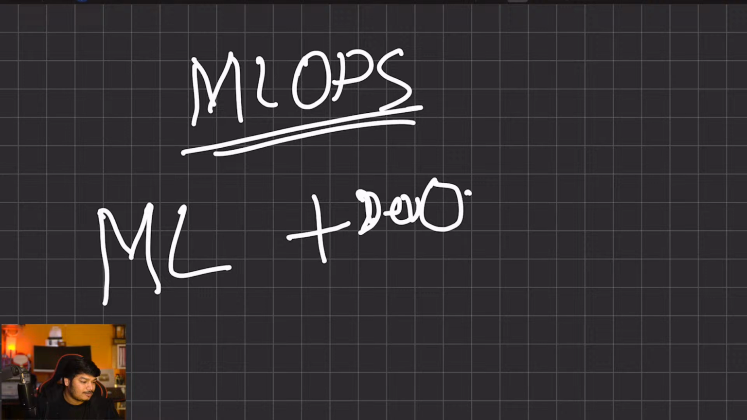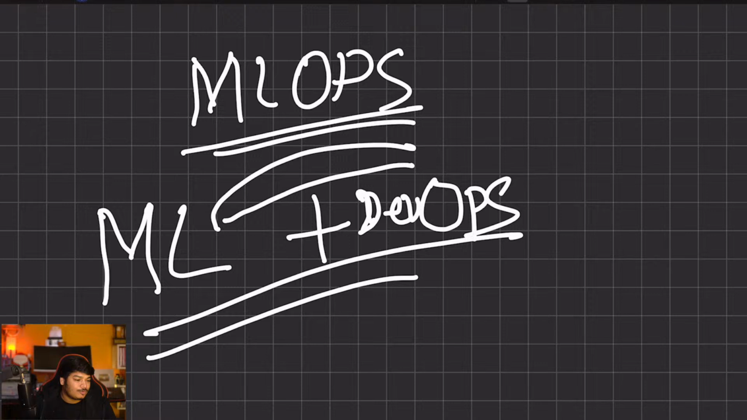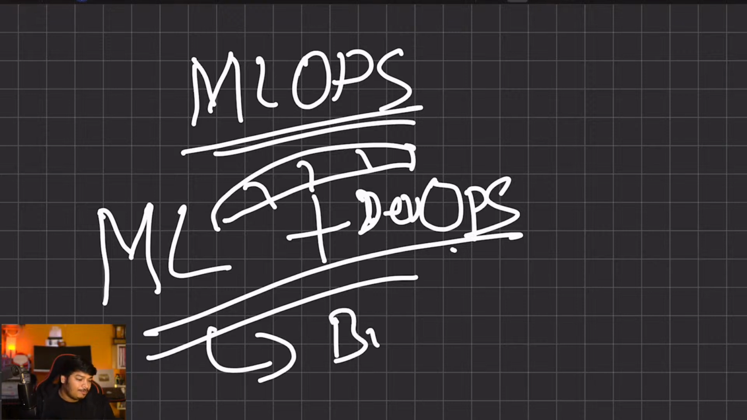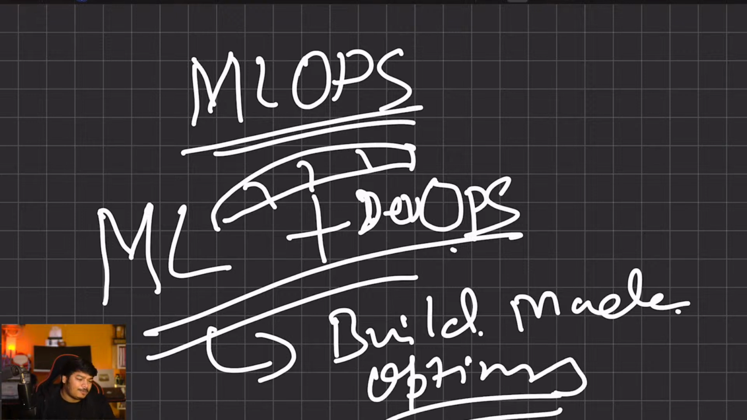DevOps. So we are just working as a bridge, filling the gap between ML and DevOps. What happens in ML? ML engineers build the model. Then they keep optimizing it. They put in more data and keep optimizing.